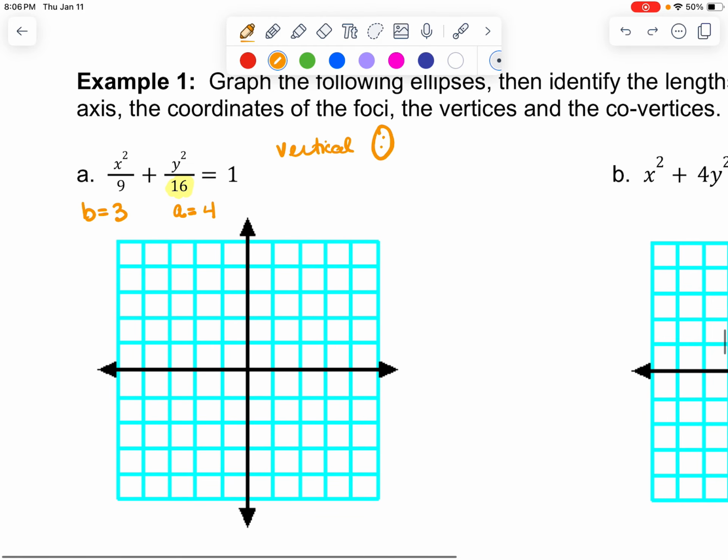These are centered at 0, 0, so I know that I'm starting at 0, 0, and this part's great. As a student, I never memorized which one was A and which one was B. I just always remembered that the x's go with x and the y's go with y. So the square root of 9 is 3. It was under the x. I go left and right 3 units. The square root of 16 is 4. I go up and down 4 units. And then I remembered, oh yeah, the major axis is the uppy downy one. So the focus is going to be somewhere over here on the major axis. I don't know where. I can find it though.